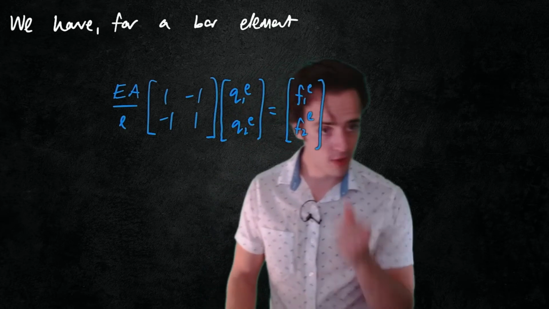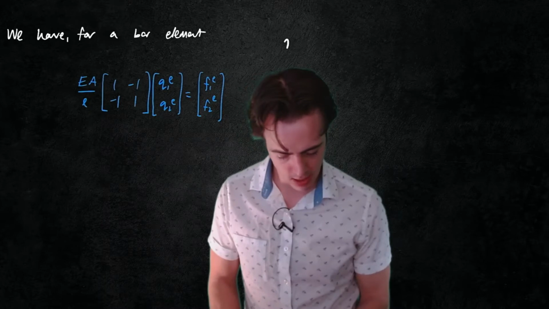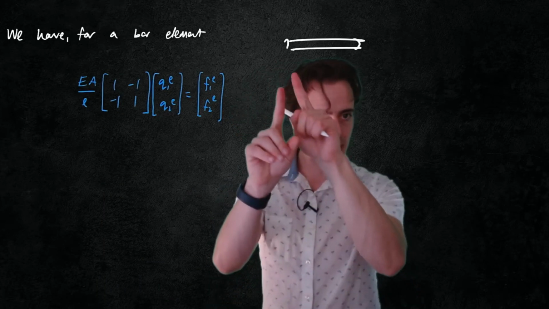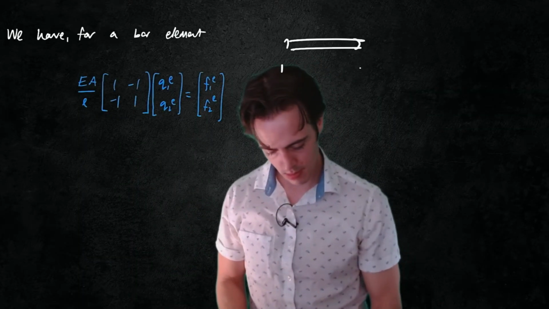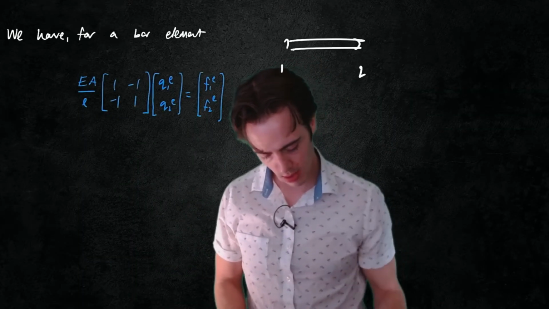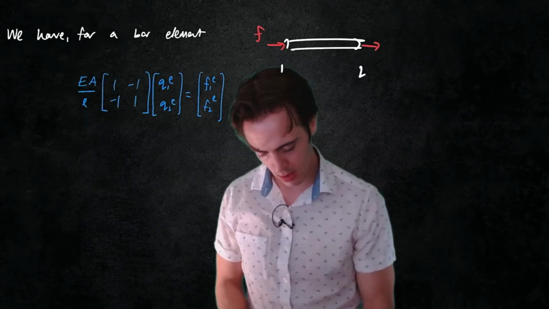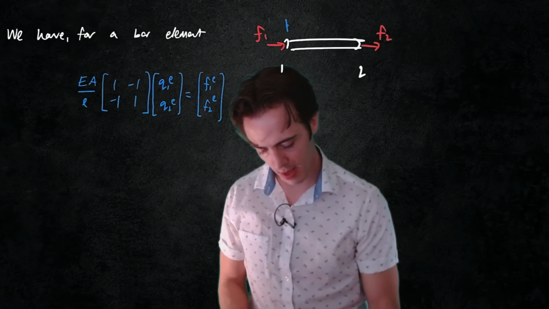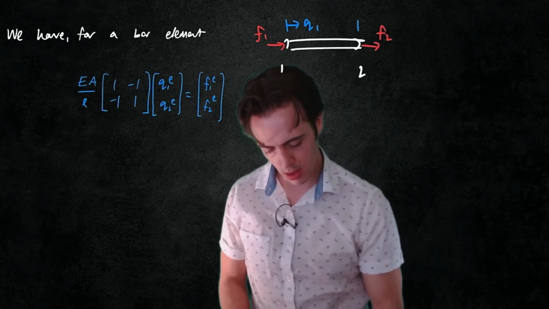Playing a little bit fast and loose with my notation here, but I'm going to try and explain it as we go along. So if we've got this bar element here, then the way that I've drawn this out, I've got an element that's going to go from node 1 to node 2. I've then got two forces on this element, F1 and F2, and two displacements, which I have just here called Q1 and Q2.